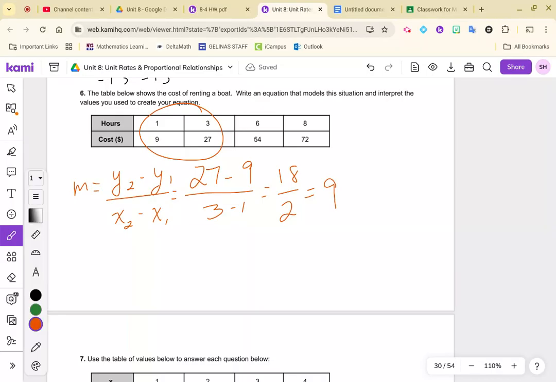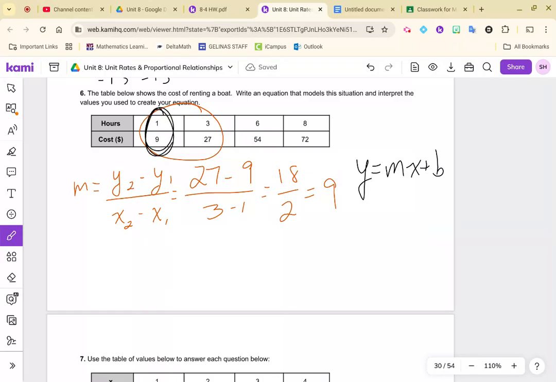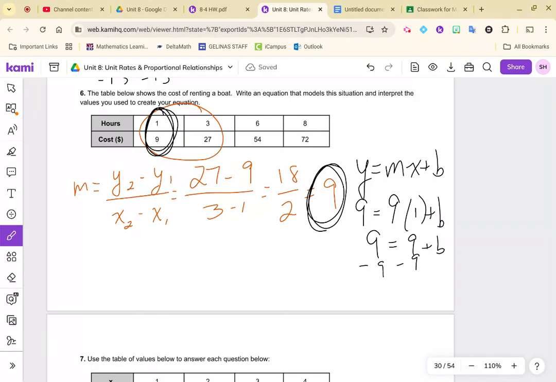And so now, if I go ahead and use that information, I can solve for b. I'll just pick the very first point, put 9 in for y, put 1 in for x, and I'll take my slope I just found and I'll put that in. And so I get 9 equals 9 times 1 plus b, or 9 equals 9 plus b. And when I subtract 9 from both sides, I get b is nothing. b is 0.